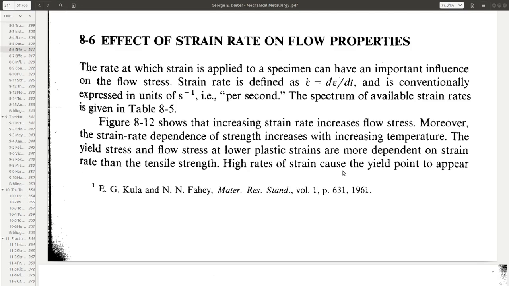The quick answer is yes, it will influence. And what is its effect? That's what we are going to discuss under the topic effect of strain rate on flow properties.